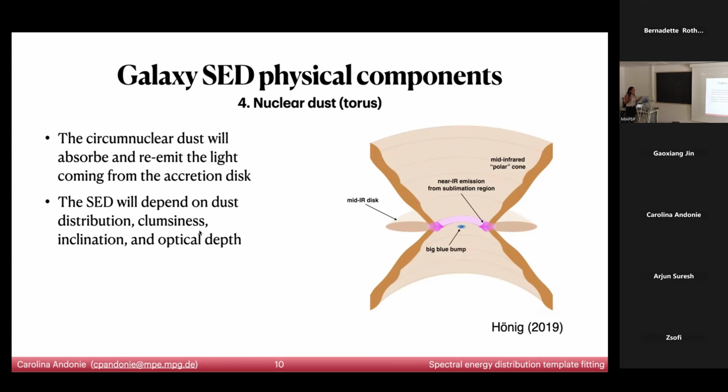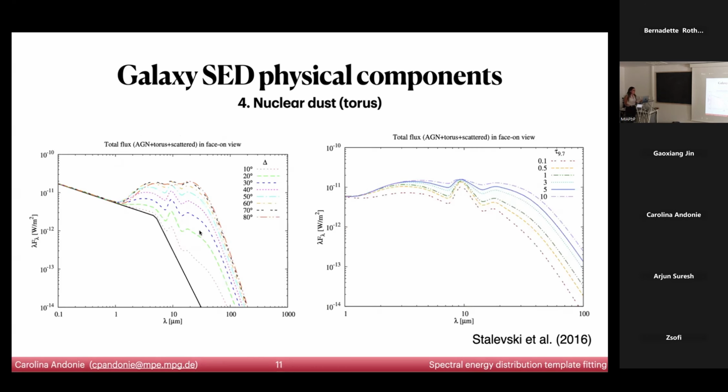And the torus SED will depend on different things: if we include this polar dust or not, if we are modeling the dusty torus as smooth or clumpy, the inclination angle, the optical depth, etc. So for example, here you can see how the torus SED, well, when I say torus, I also include the polar dust, let's say the circumnuclear dust model, changes with the inclination angle and also with the optical depth. And it changes quite a lot.